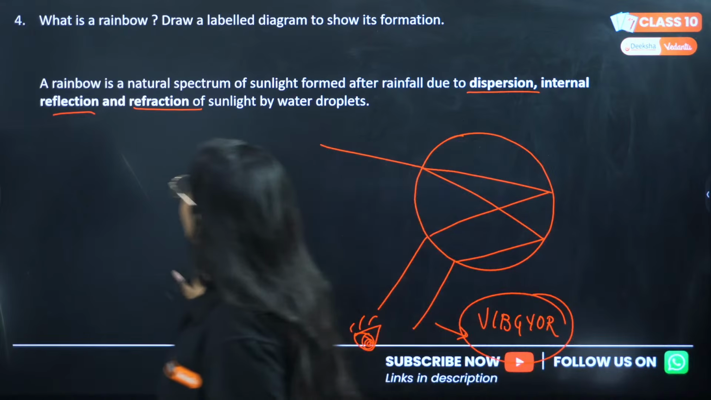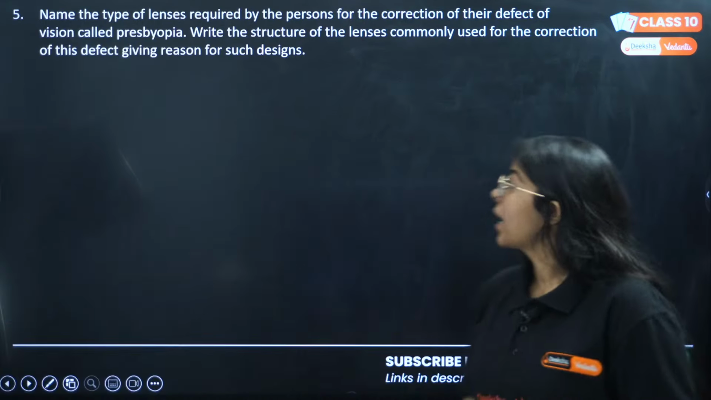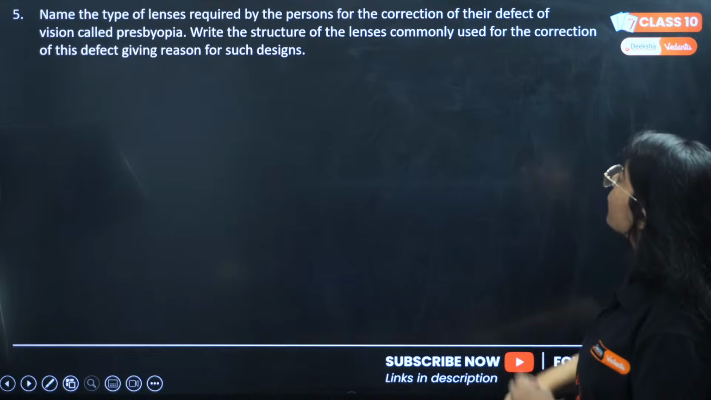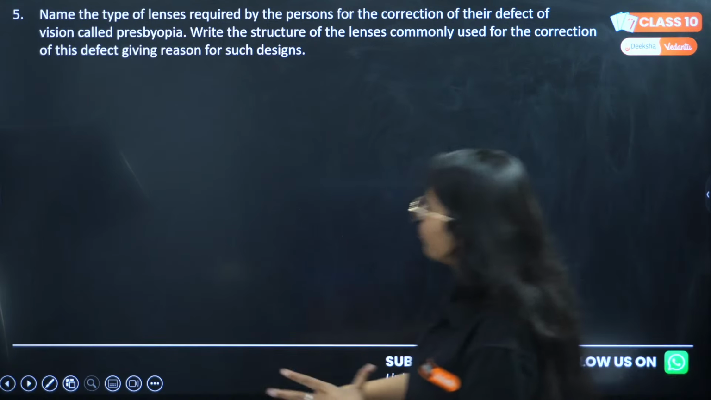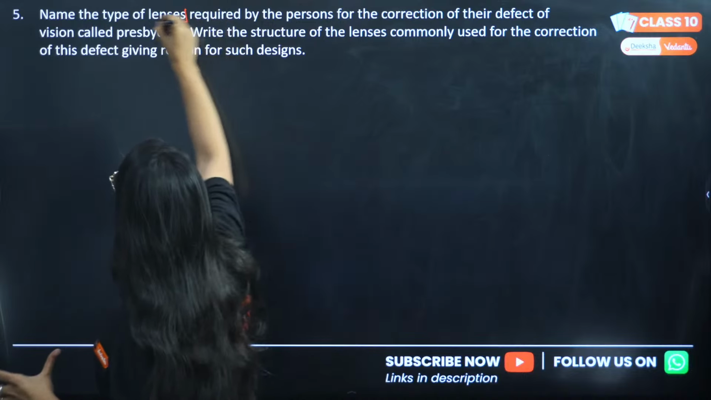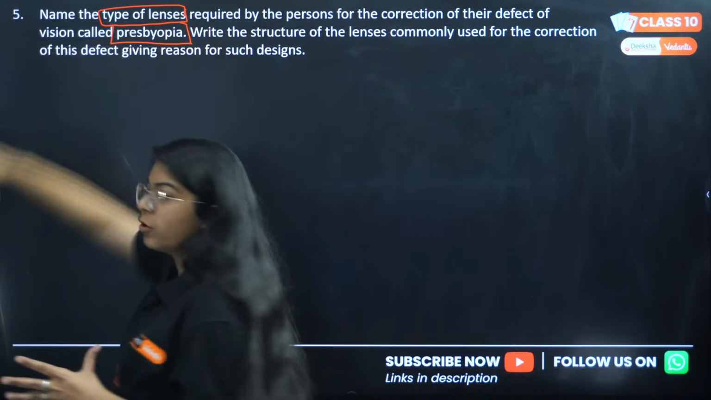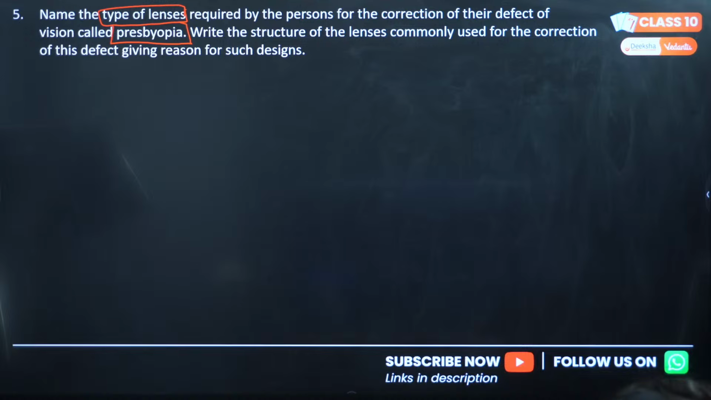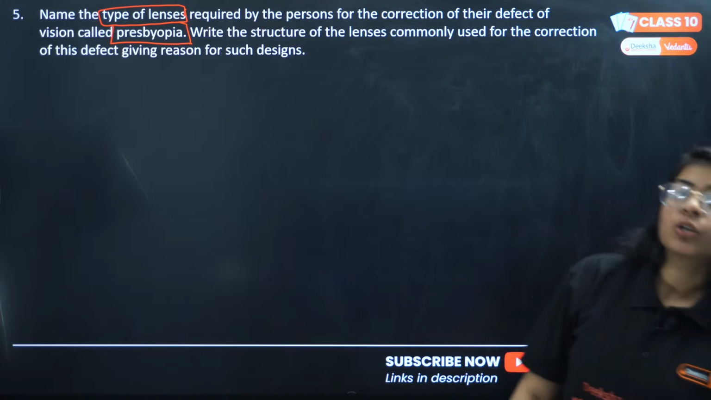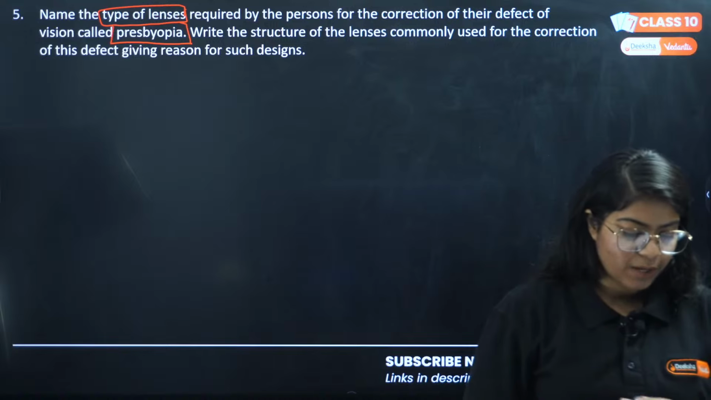Okay, let's move on to the next question. Name the type of lenses required by persons for the correction of the defect of vision called presbyopia. We need to answer what kind of lenses are used to correct presbyopia. Can you answer this question? What kind of lenses do we use to correct the defect called presbyopia?